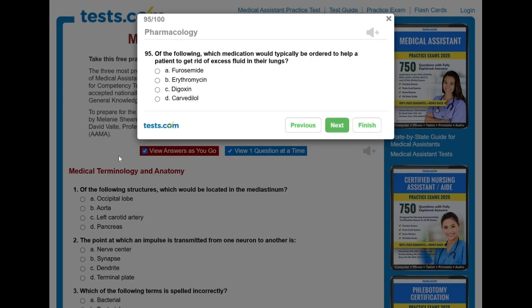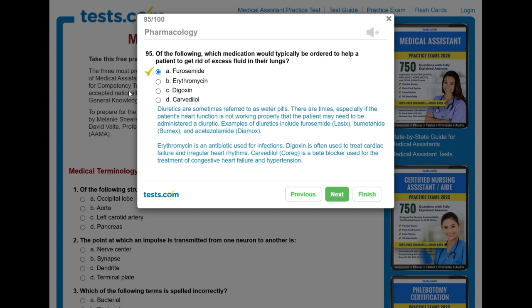Question 95. Of the following, which medication would typically be ordered to help a patient get rid of excess fluid in their lungs? A. Furosemide, B. Erythromycin, C. Digoxin, D. Carvedilol. A. Furosemide. Diuretics are sometimes referred to as water pills.